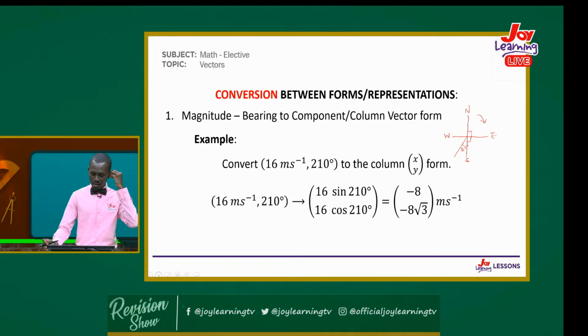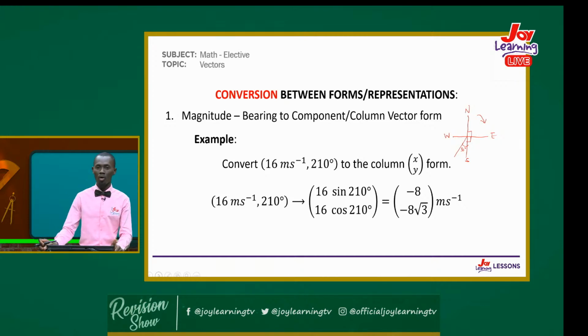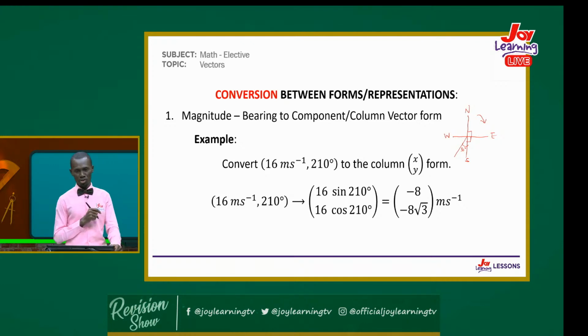My answer is -8 for the x component and -8√3 for the y component, all meters per second. You notice they're all negative, so negative x-axis, negative y-axis. So it's in the southwest region or the third quadrant. So I have converted from magnitude bearing to component. So you see, that is pretty straightforward.